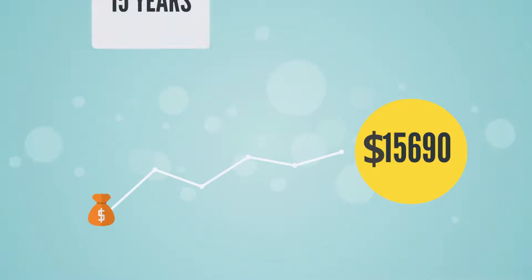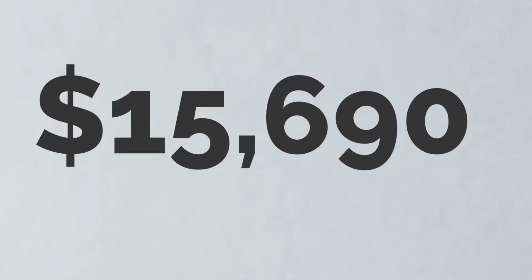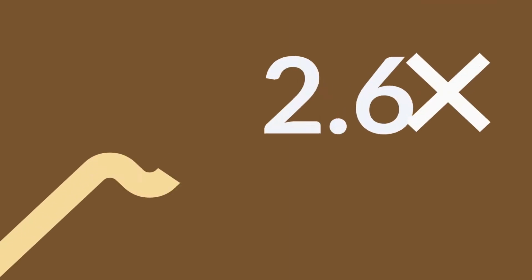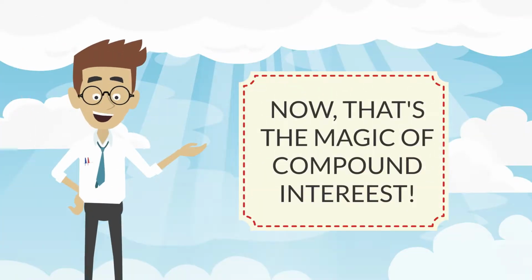Even if you didn't add a single dime after those 10 years, it would be worth more than $15,690 in another 15 years, or at the end of 25 years, $15,690 grew from only $6,000. A 2.6 times increase in the initial savings. Now that's the magic of compound interest.